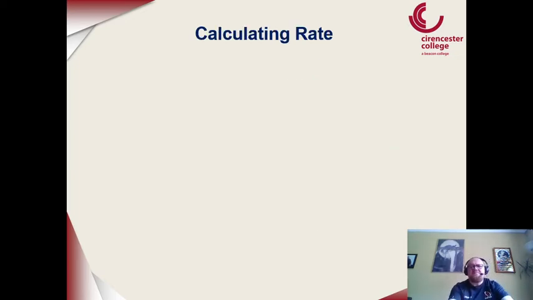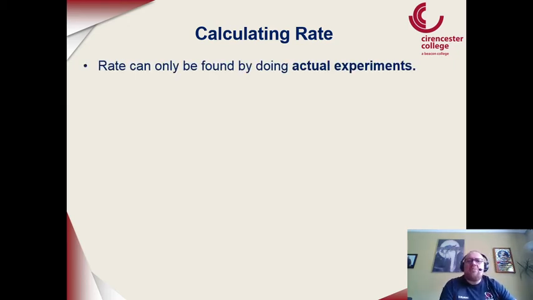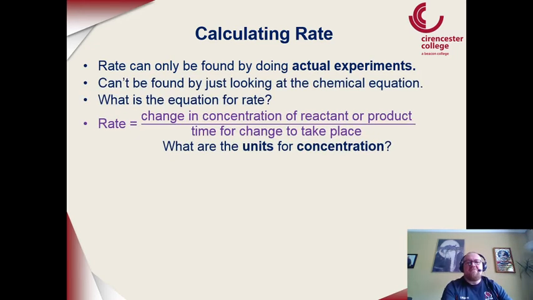Okay, so calculating rate. We know what changes the rate of reaction. Now we have to talk about how we calculate rate. Rate can only be found by actually doing the experiments to find it out. We can't just look at the chemical equation.